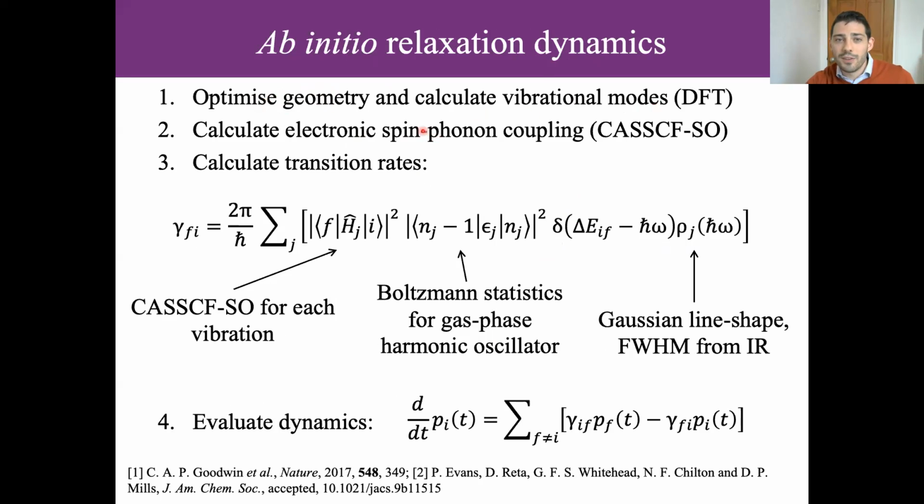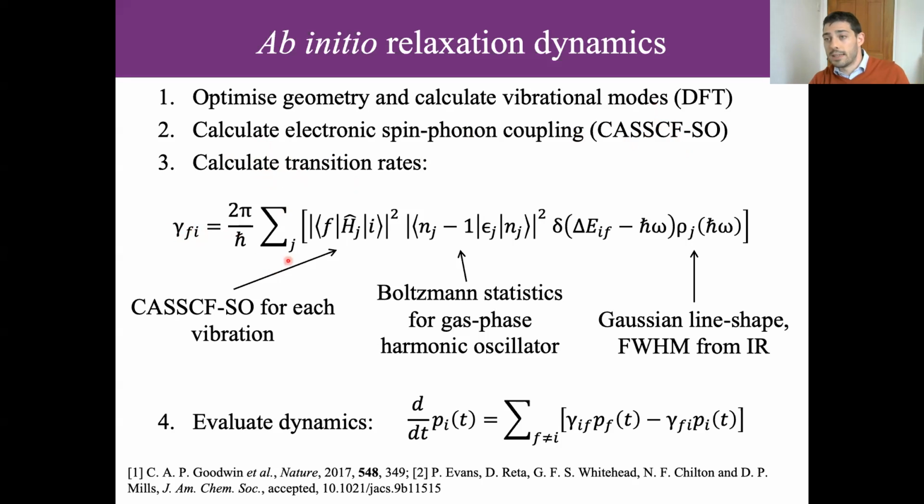And then calculate the spin phonon coupling using CAS-SCF calculation. So these are multi-reference two-component relativistic calculations. Scalar relativistic and then spin orbit a posteriori. And then from that, we can calculate transition rates. And so these are the rates between any pair of states.